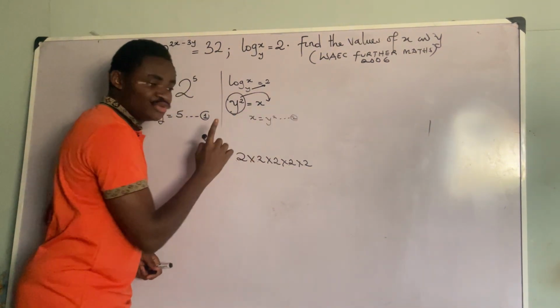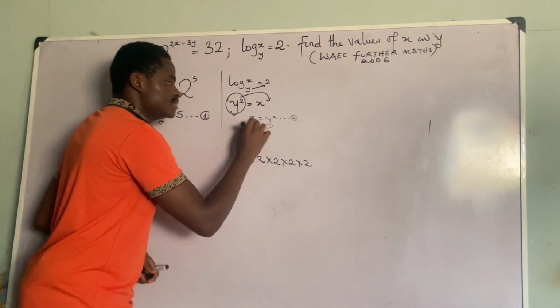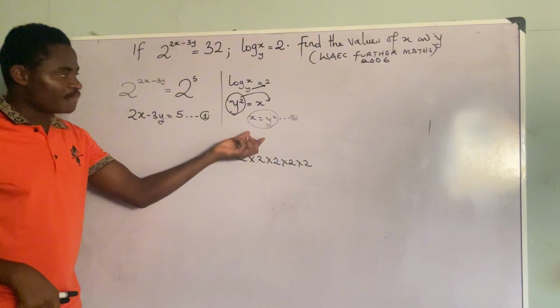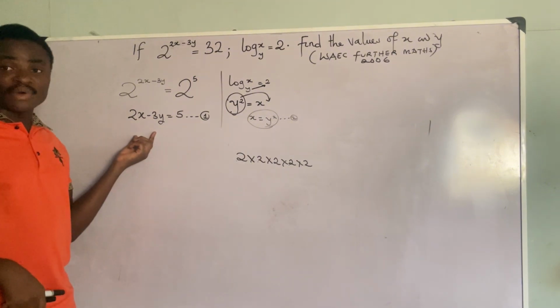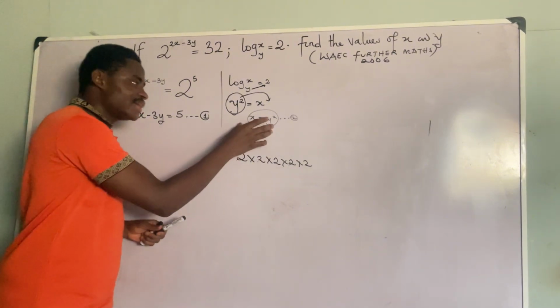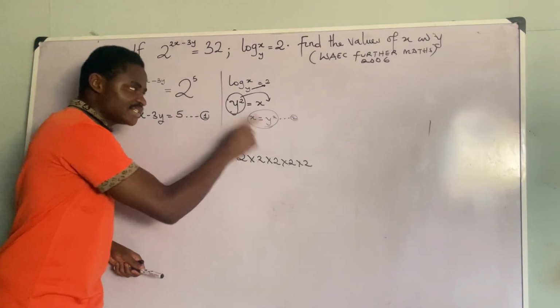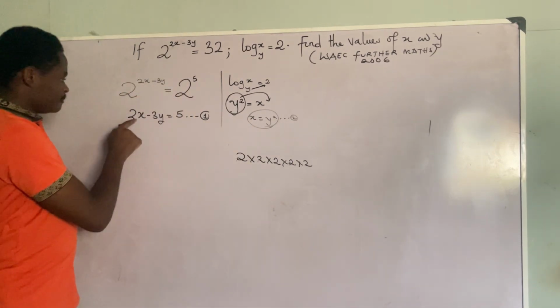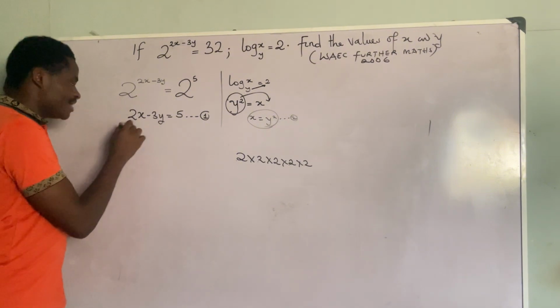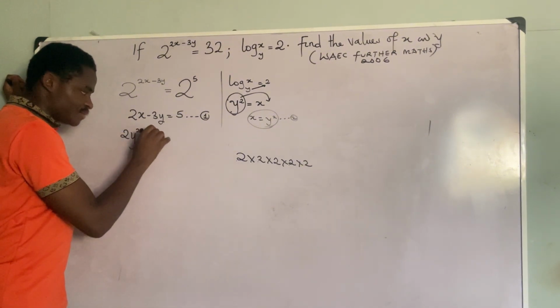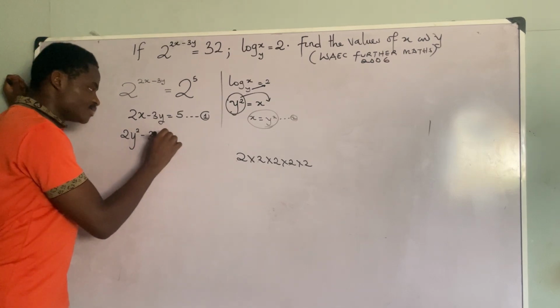Now, what do I want to do? I want to take this particular x equals y square and substitute it in equation 1. So you are going to say substitute equation 2 in equation 1. This means anywhere I see x, I put y square. I see x here, I'm going to put y square. So it's going to be 2y square minus 3y equal to 5.